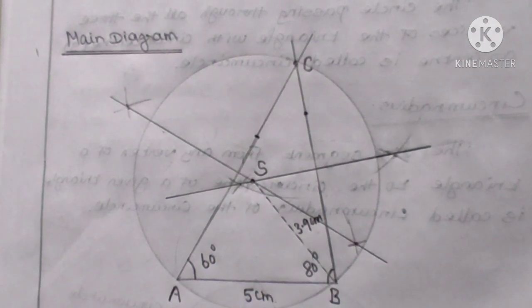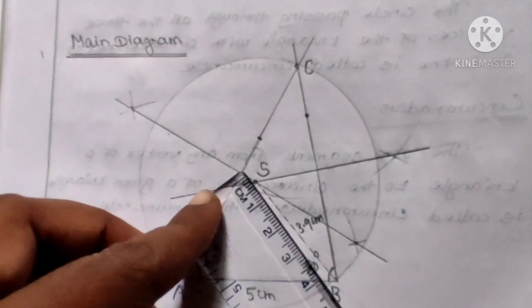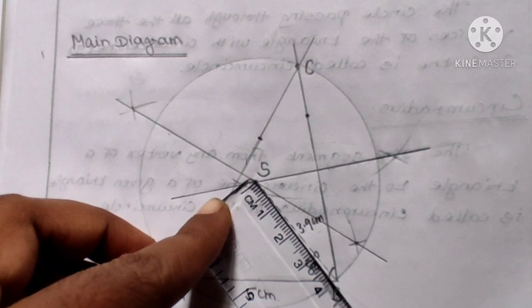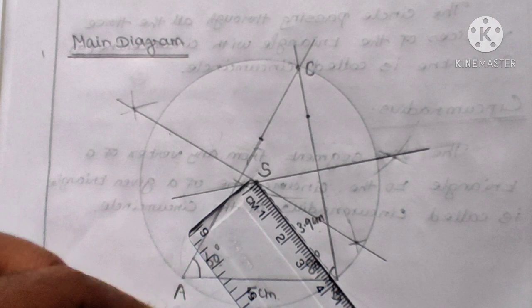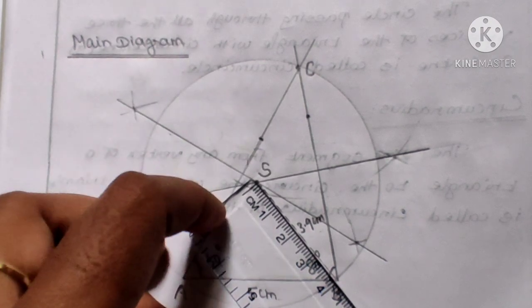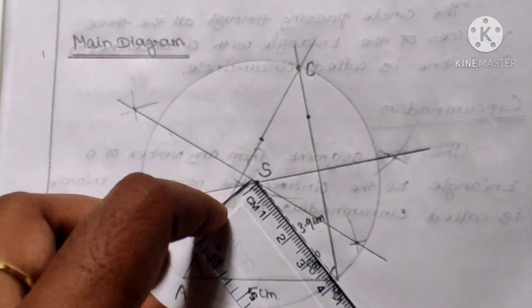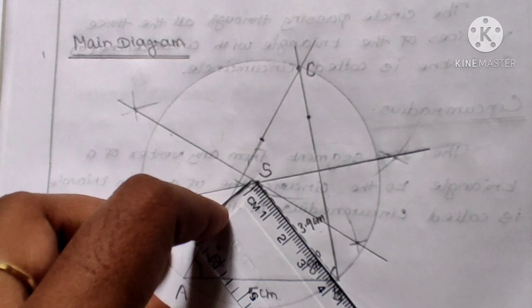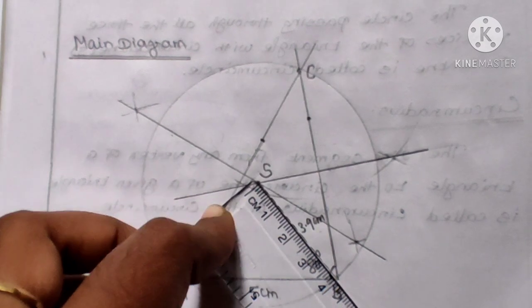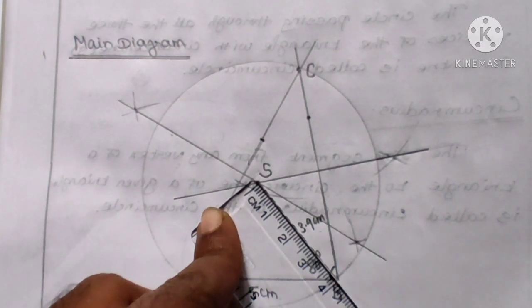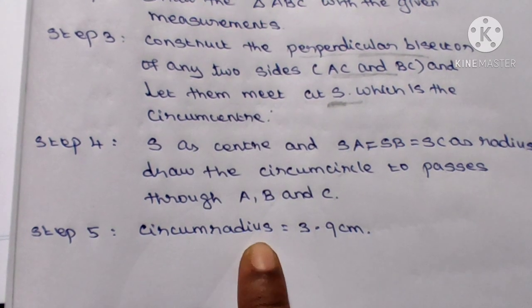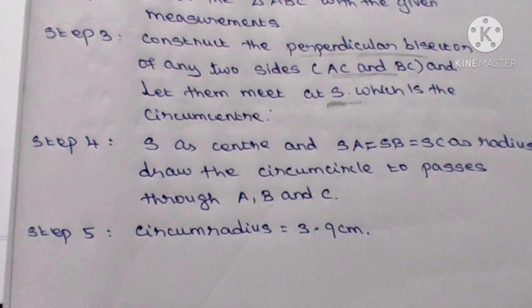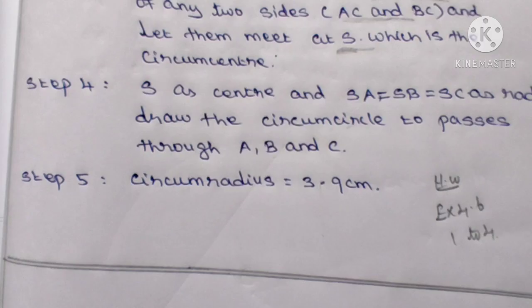So now you find the circumradius of the circle. Take the scale and measure SB or SA, SC, any of them. That is the circumradius of the circle. I got 3.9 centimeter. The measure is 3.9 centimeter. Circumradius is 3.9 centimeter.